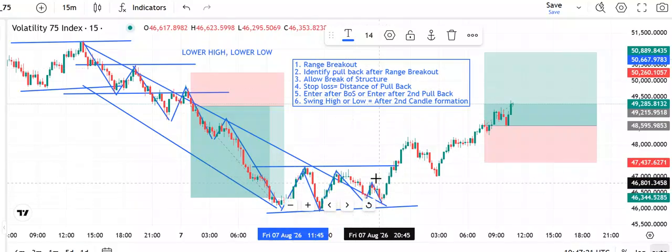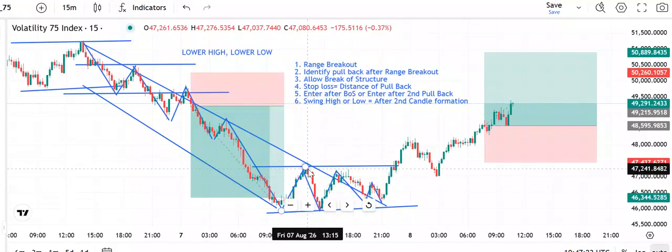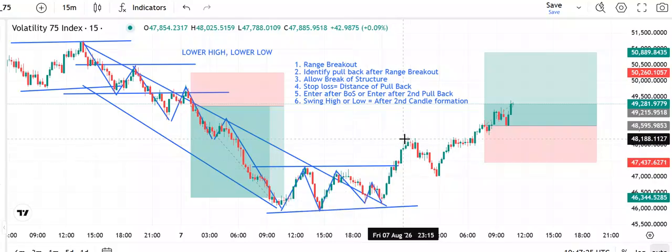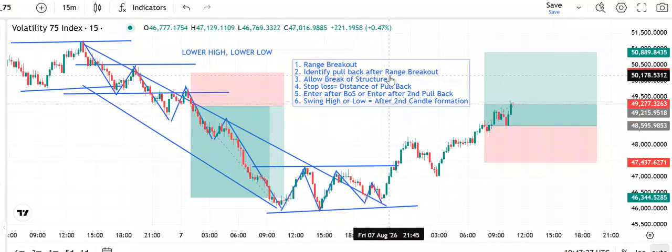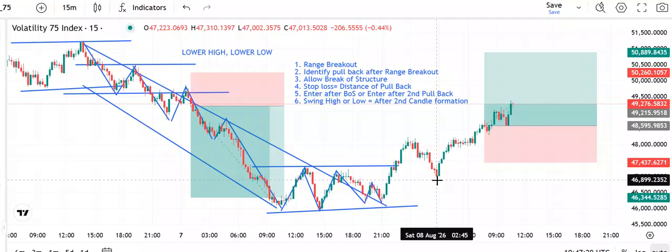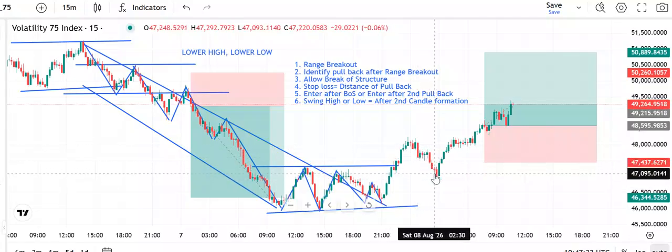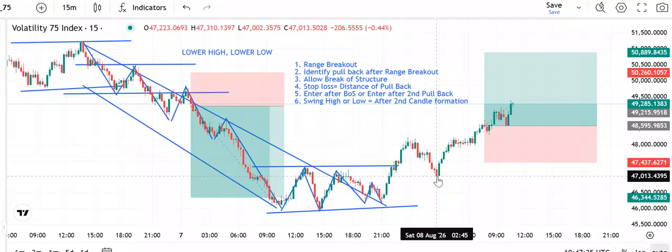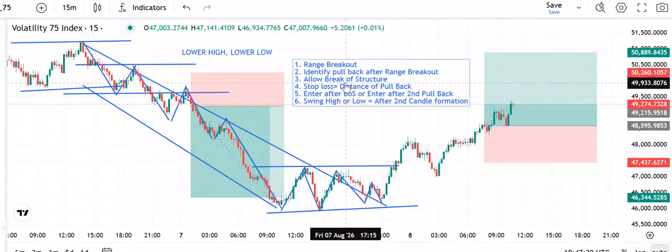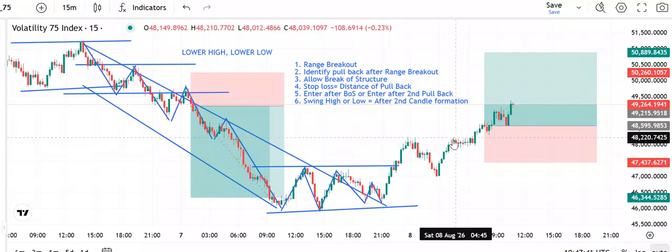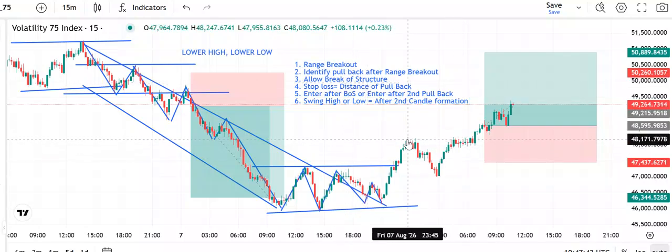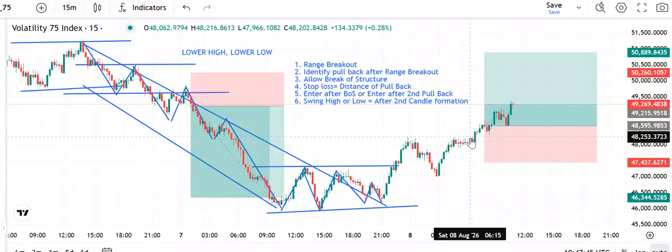Of course, that has happened here. You have a range, this range, and you have a breakout here. Identify pullback after range breakout. These are pullback because you have these bearish candles. That's your pullback. Allow break of structure. Now this is your break of structure. Your structure is here, and your break of structure is around here.